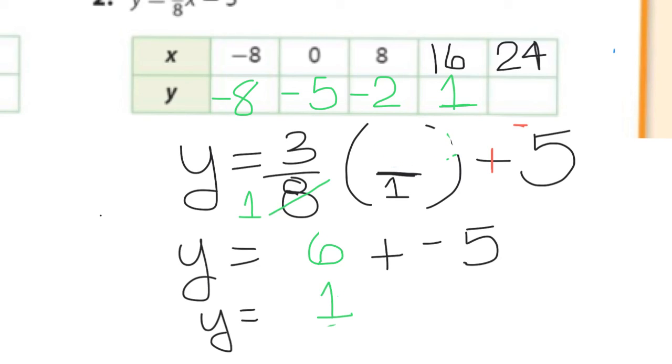And now one last problem is going to be the 24. And of course, we're going to reduce that 24. We divide them by 8. 8 divided by 8 is still our 1. 24 divided by 8 is 3. Multiply the green 3 by the black 3, you get 9. And 9 plus -5 is 4. And that completes our table.